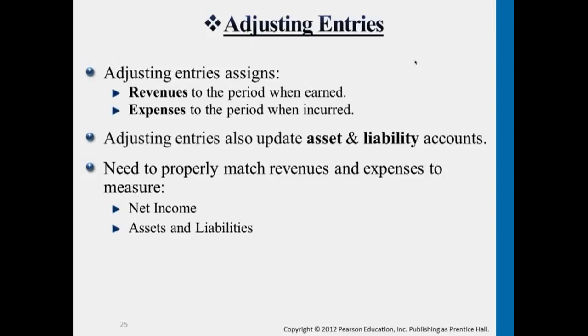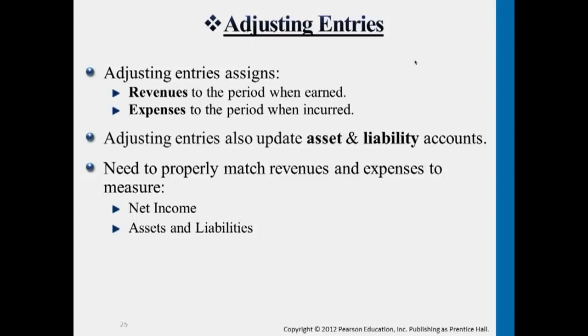Now, adjusting entries either affect a type of revenue or a type of expense. And remember, each and every transaction has two accounts affected. So at the same time, it will affect a type of asset or a type of liability. What we're trying to do, again, is bring up the accounts to their current status and make sure that net income, assets, and liabilities balances are correct.